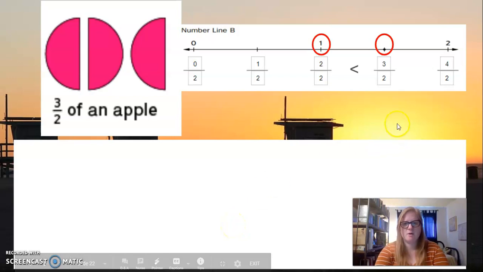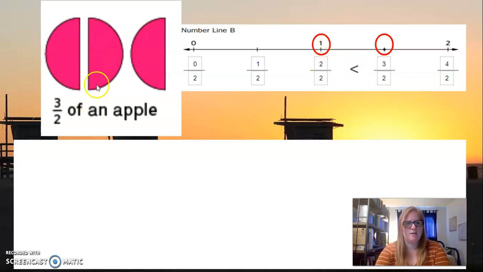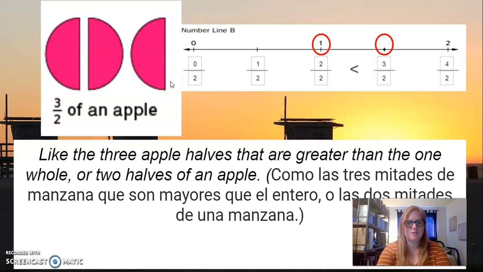Hi, and welcome back. So, this slide reinforces what we were just talking about, that 3/2 is greater than 1. For instance, when you're looking at those 3/2 of an apple, you see how when you put these two halves together, you create one and then another piece of another one. So it has to be more than one, like the 3 apple halves that are greater than the 1 whole or 2 halves of an apple. So 3/2 is greater than 1.